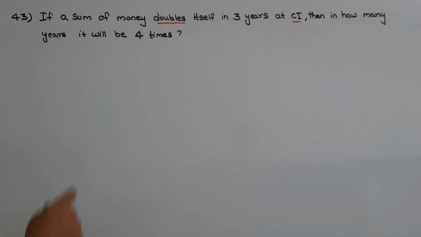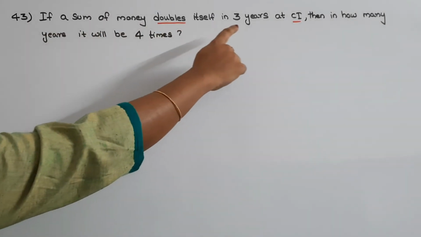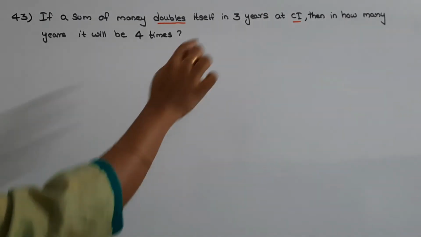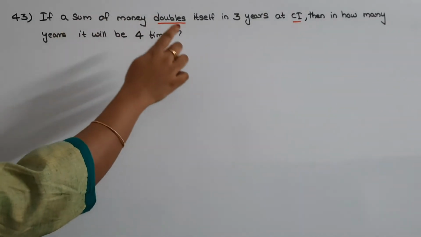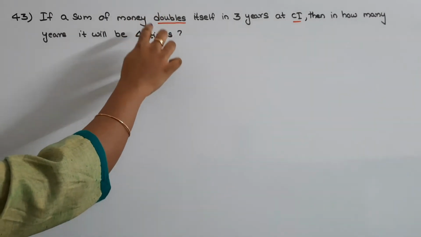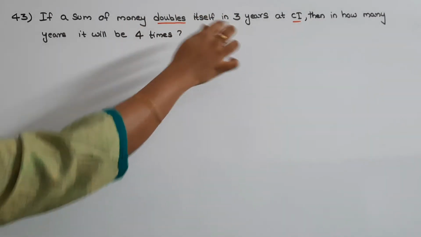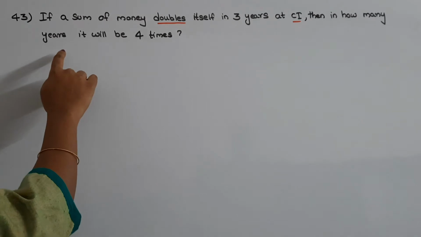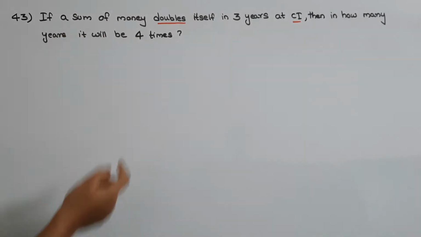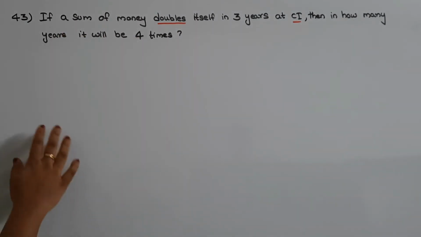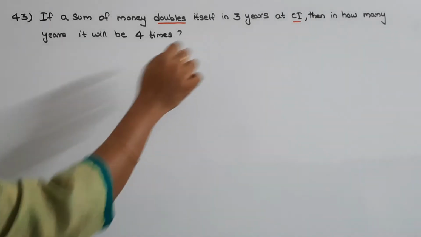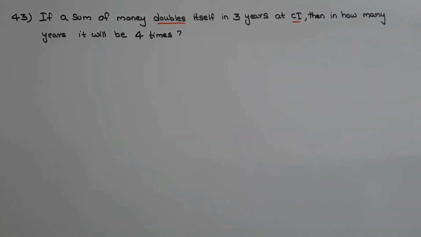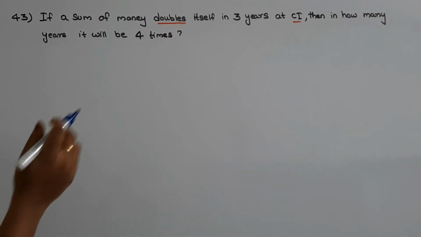The next question is, if a sum of money doubles itself in 3 years at compound interest, then in how many years it will be 4 times? So in this question they are telling that amount is becoming double that of the principal in 3 years. Then in how many years the amount will become 4 times that of the principal? So we have done a similar problem earlier, that was for simple interest. Now we are doing for compound interest. So let us see how can we solve this problem.